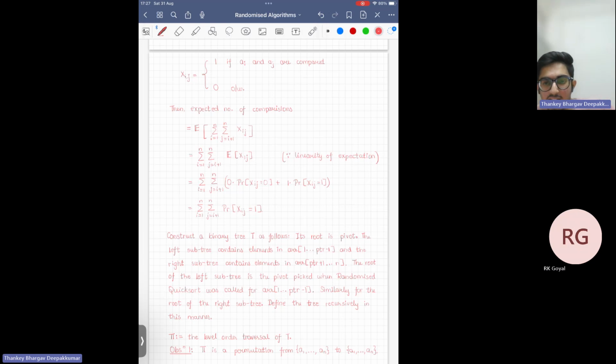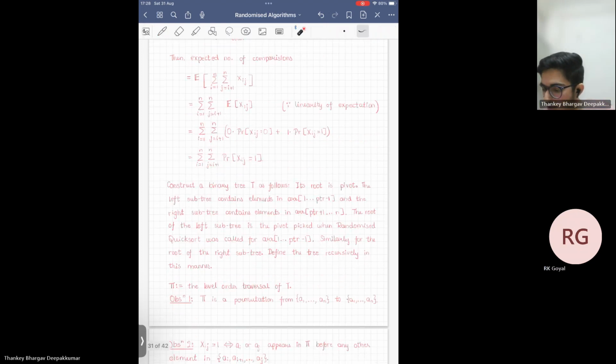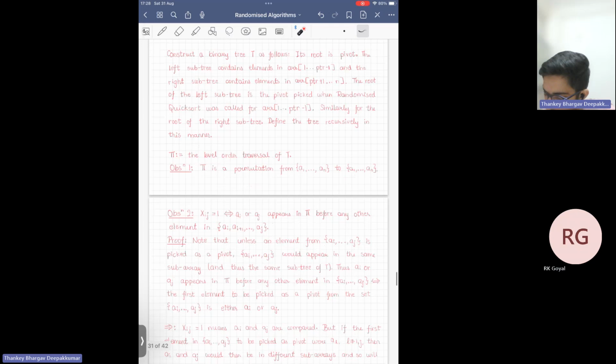In particular, this statement is true for any 0, 1 random variable, right? Yes, its expectation is just the same as the probability of the random variable being 1. Now, whatever I have shown over here and this event are exactly the same. So the probability of this event is the same as the probability of this.